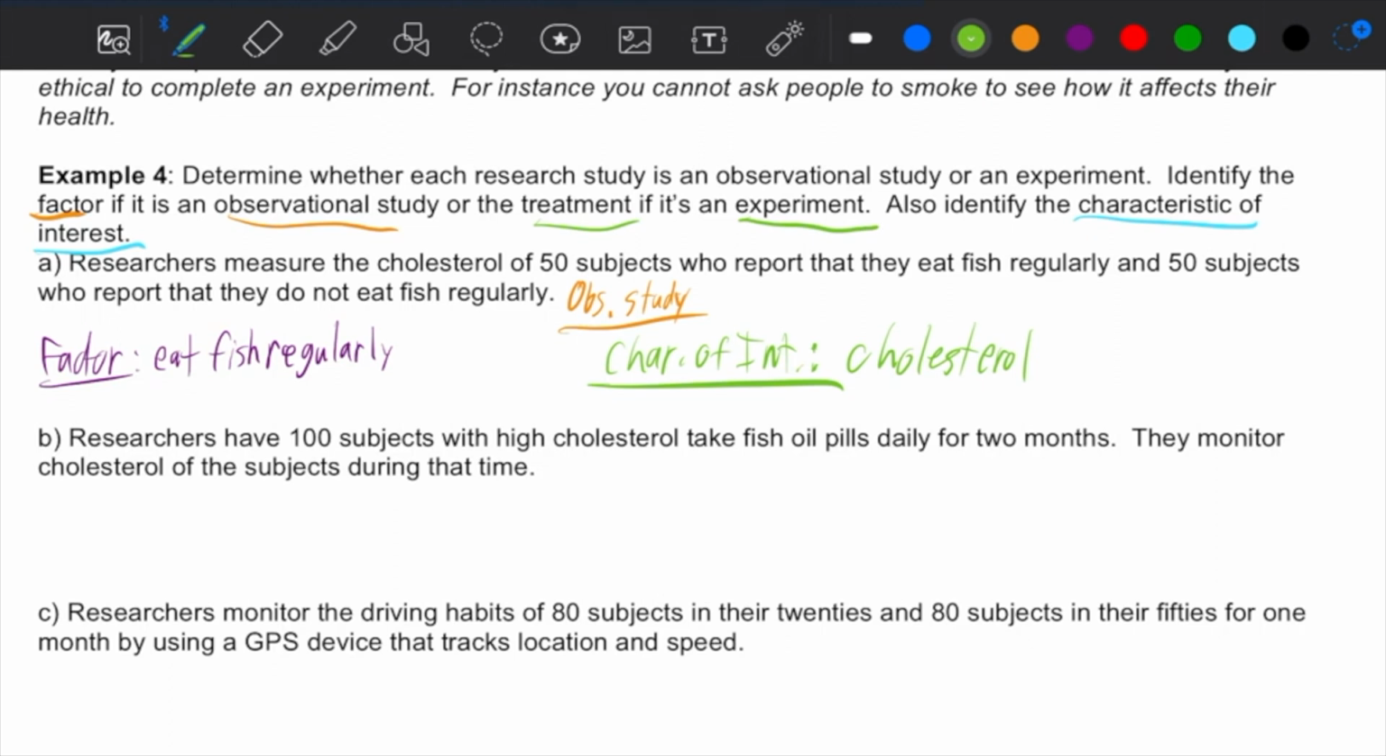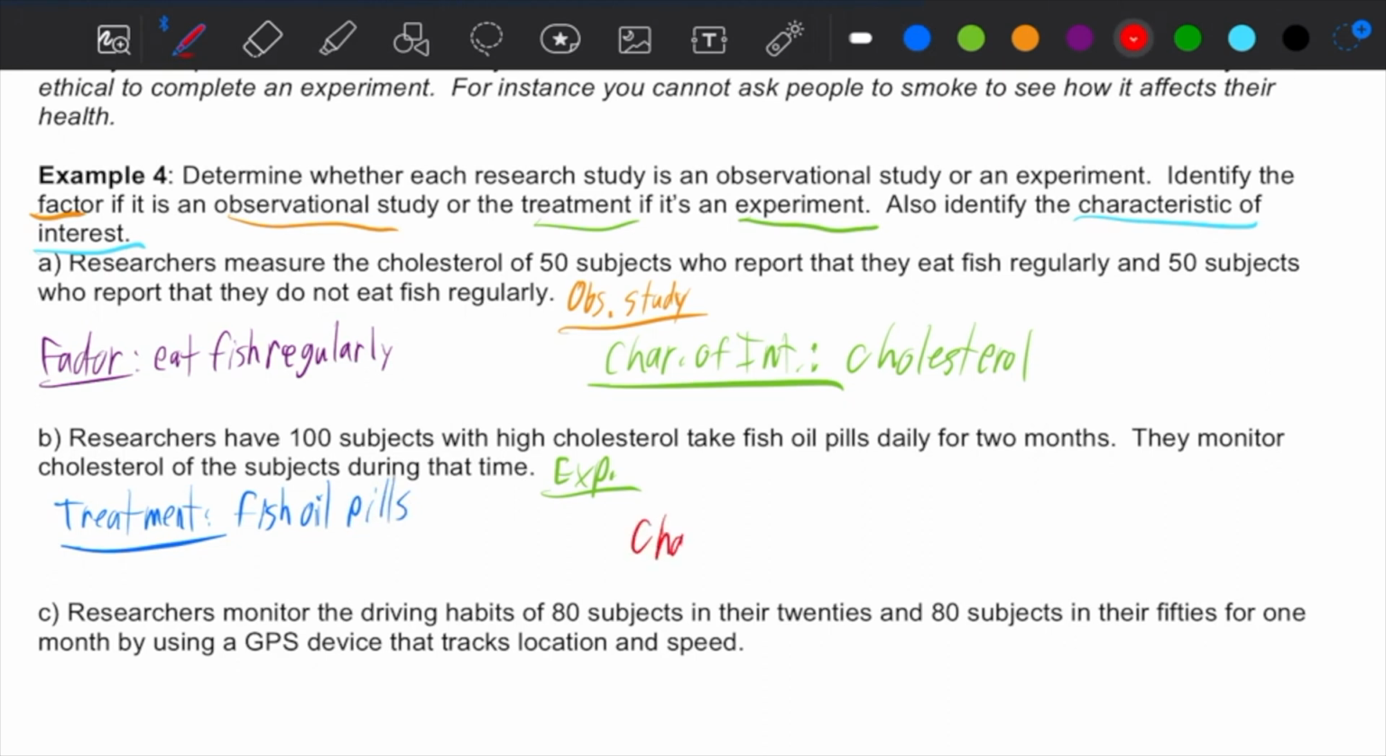Letter B, go and try it. So if they have 100 subjects with high cholesterol and they are having them take fish oil pills daily for 2 months, and they're going to monitor the cholesterol. So this would be an experiment because they're actually changing something. They're altering it. And so rather than a factor, you have a treatment. And the treatment is the fish oil pills. And specifically in this case, daily for 2 months.